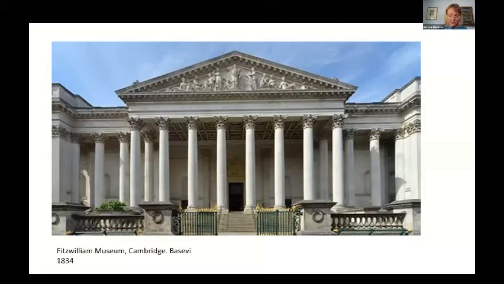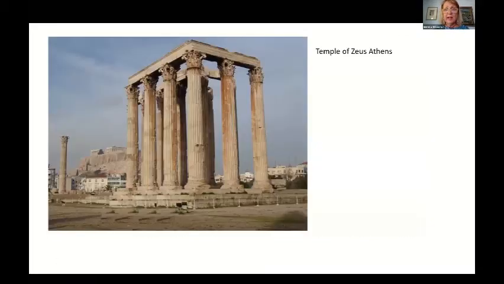The purpose of this building is really to house a classical collection. And of course, they have a classical building. Let me just show you this building here. This is the Temple of Zeus. I'll put this slide in over here. This is in Athens. And the reason I pop this slide in here is you can see that it has this Corinthian capital, which Basevi has used in the Fitzwilliam Museum.